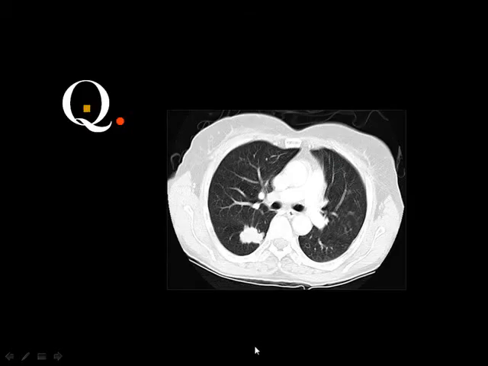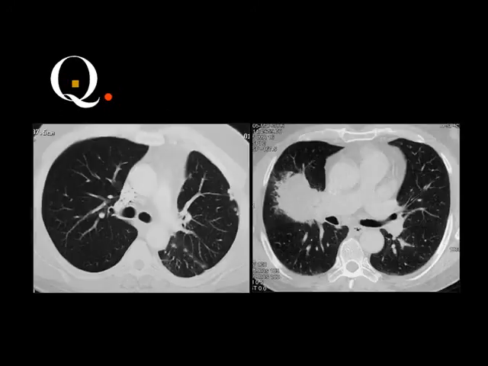Then, whenever I ask you about the location of this bronchogenic carcinoma, what do you say? Very good. Then, what do you think about this area? Anterior segment of the right upper lobe. And this area? Superior segment left lower. Very good. And this mass?